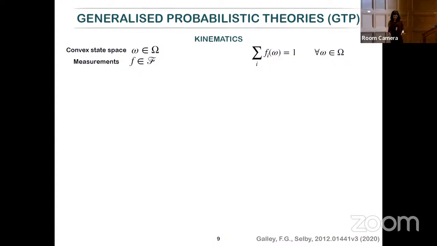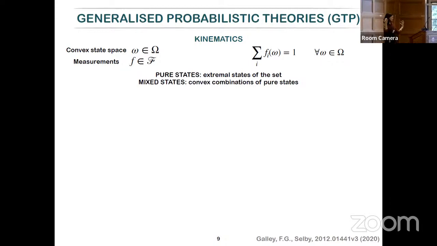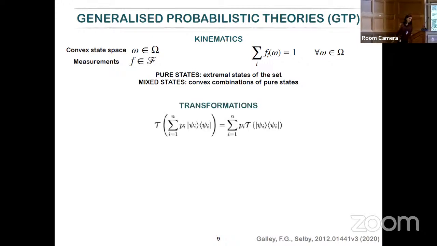In this way of presenting it, and it will be clear why I want to explain it this way in a couple of slides, we can define the generalized probabilistic theories in terms of kinematics, dynamics, and composition. For the kinematics, we have a convex state space, this omega, and then the measurements are an element of the dual vector space that leads to a probability assignment which, when we sum over all possible outcomes, gives us probability one. In this picture, pure states are the extremal states of the set, and mixed states are convex combinations of pure states. Then we have transformations, and transformations are linear in generalized probabilistic theories.